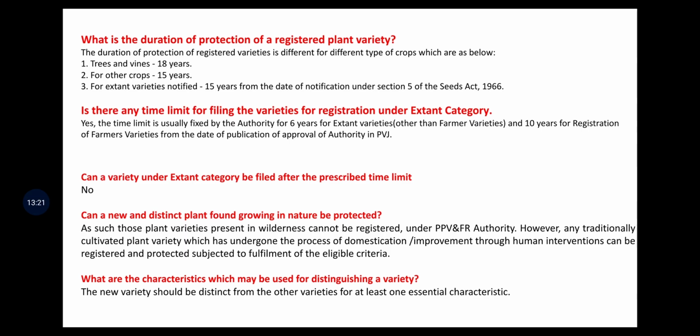Next question is, what are the characteristics which may be used for distinguishing a variety? That is nothing but the DUS test. Novelty, distinctness, uniformity and stability is the criteria to distinguish a new variety.